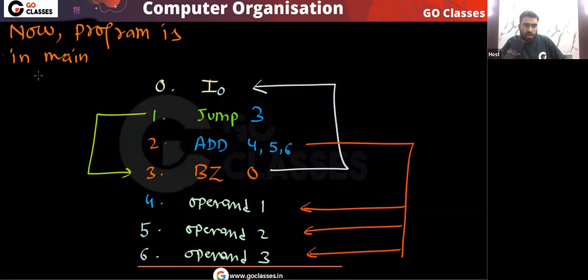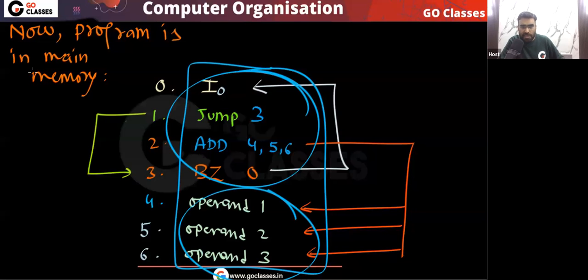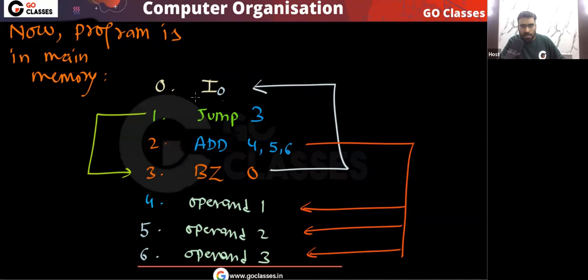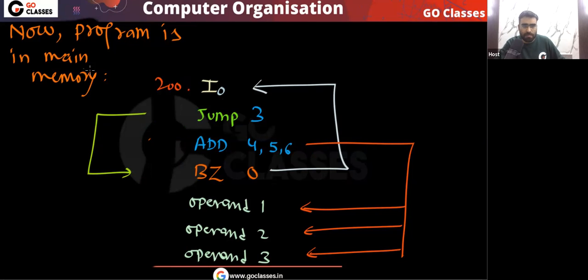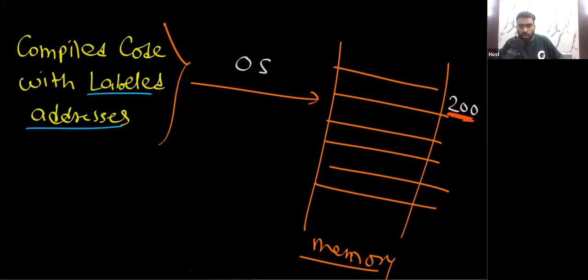So if this program is in the main memory, then all the instructions will be at physical addresses. Is this clear? All these instructions plus data will be in the main memory. This will be at some memory location. So basically now you will have physical addresses here. Let's assume I am loading at 200.